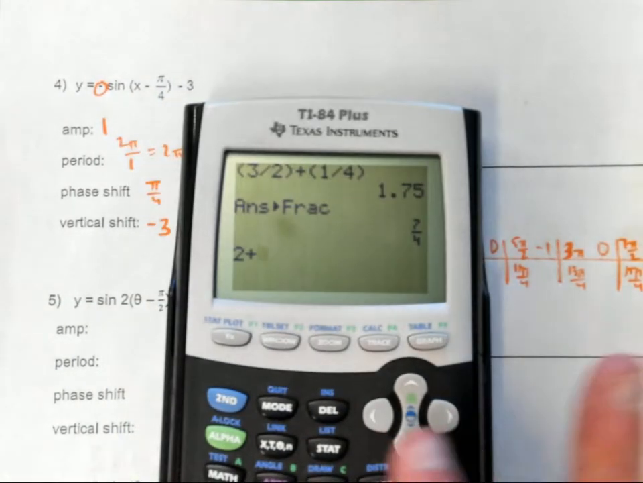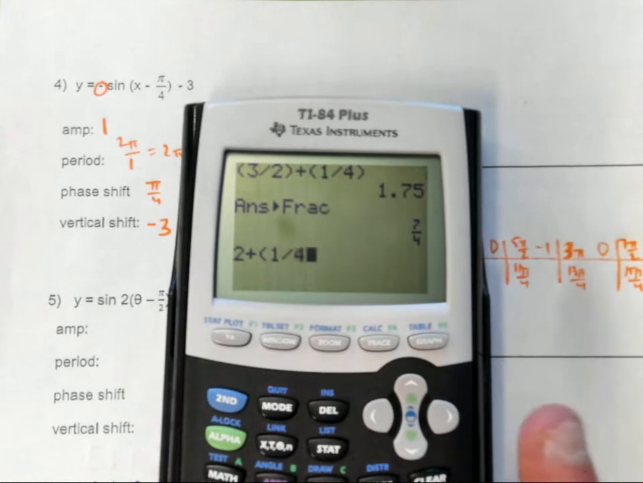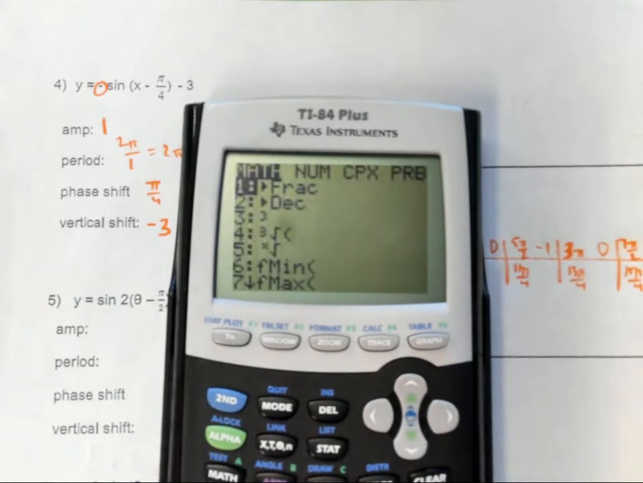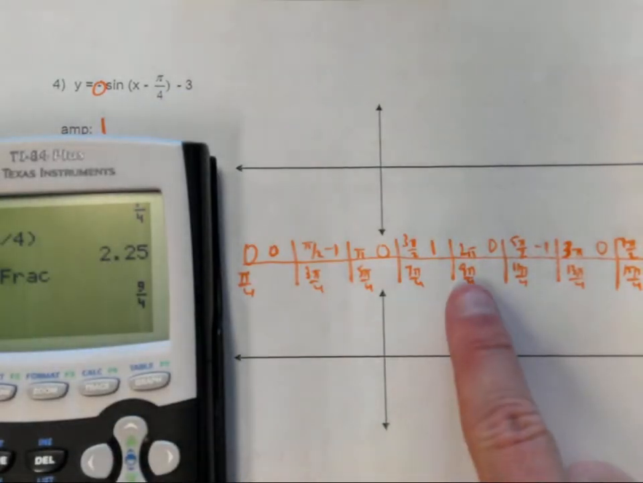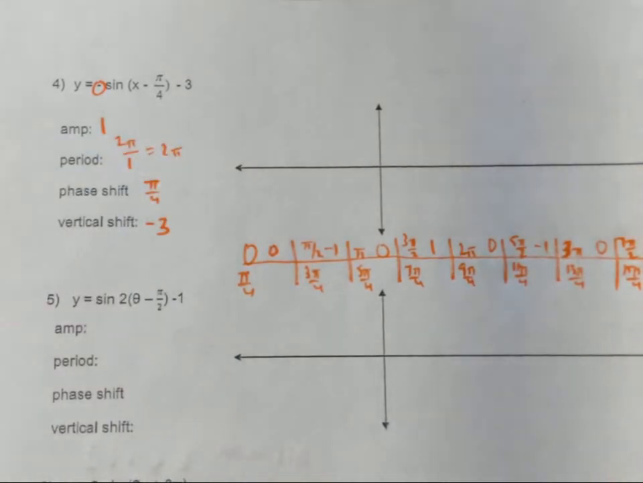Like for this one, 2 plus, I'm adding a 4th to it. Change it back to a fraction, math fraction. 9/4. That's how I'm arriving at that value. Does that make sense? So if you can't do that in your head, do it in your calculator. No one's going to judge you. You got me? Do we understand that? Okay. I don't look down on you if you got to use a calculator. What I look for is that you get the correct answer.